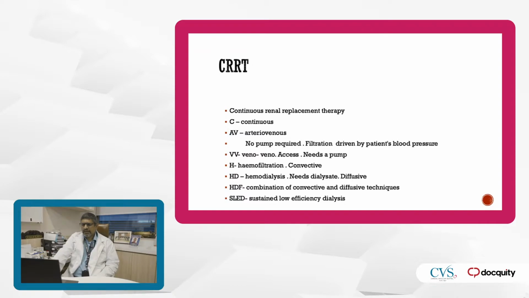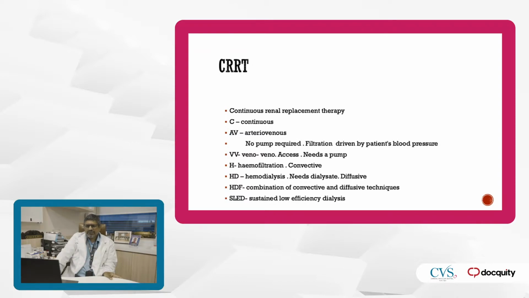So what does CRRT mean? There are many types of CRRT: CVVH, CAVH, CAVHD. So what do they mean? The C at the beginning refers to continuous. That means it's a continuous process done over 24, 48 hours of continuous dialysis. The second letter is either an A or V. A means arterial, AV means arteriovenous, which means we get access from the artery and return by the vein.